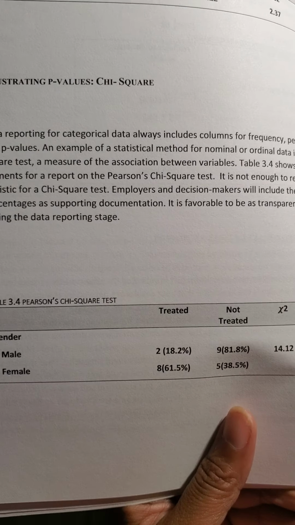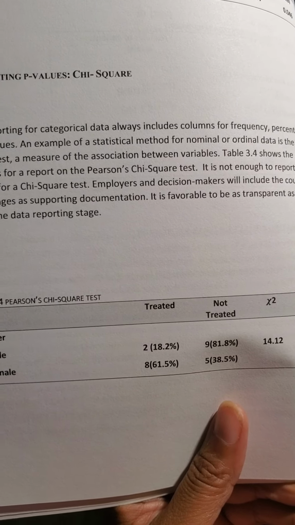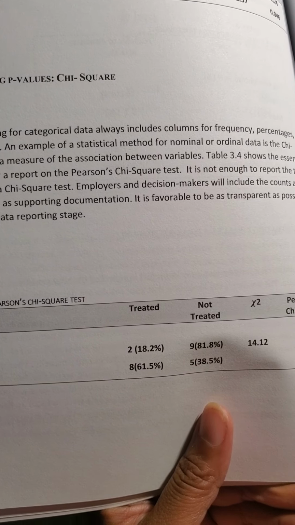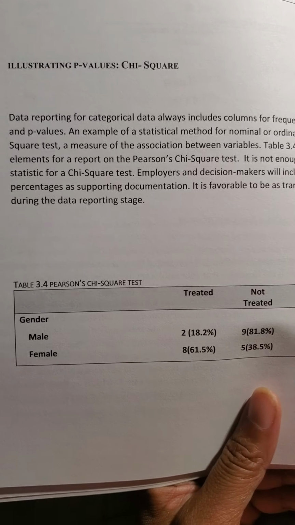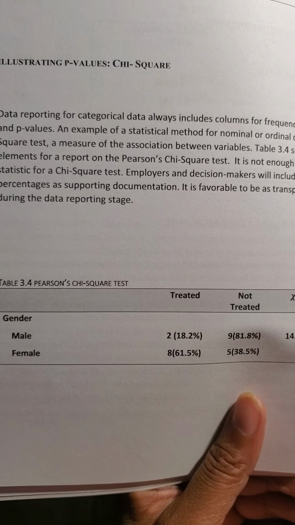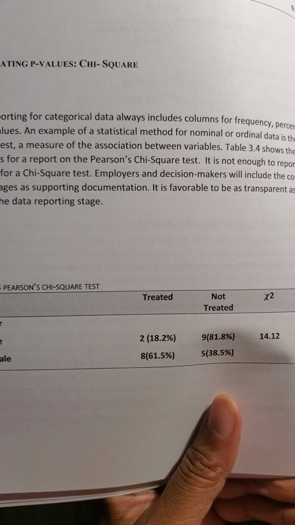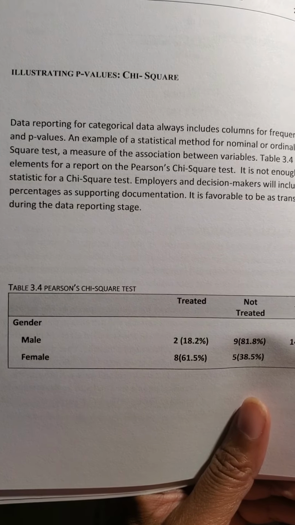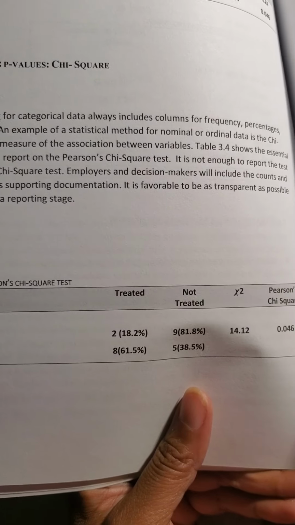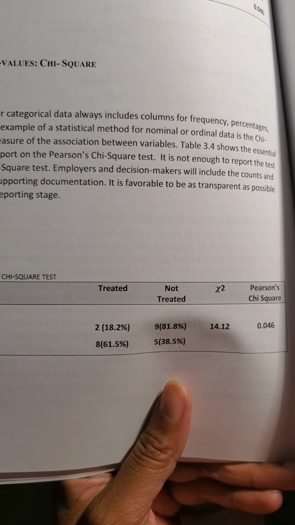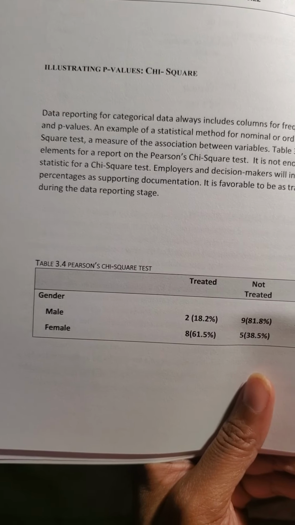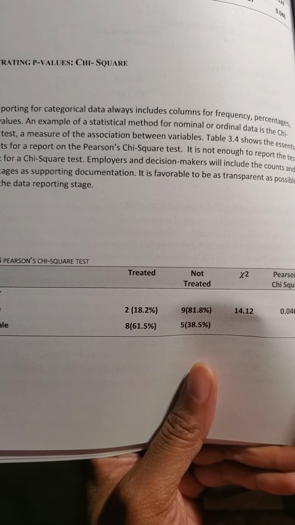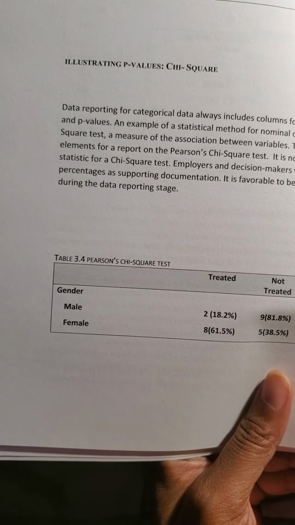An example of a statistical method for nominal and ordinal data is the chi-square test, a measure of the association between variables. Table 3.4 shows the essential elements for a report on the Pearson's chi-square test. It is not enough to report the test statistic for a chi-square test. Employers and decision makers will include the counts and percentages as supporting documentation. It is favorable to be as transparent as possible during the data reporting stage.